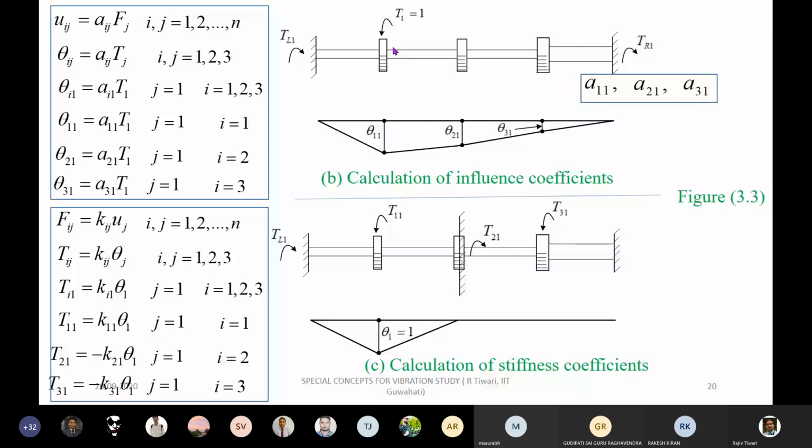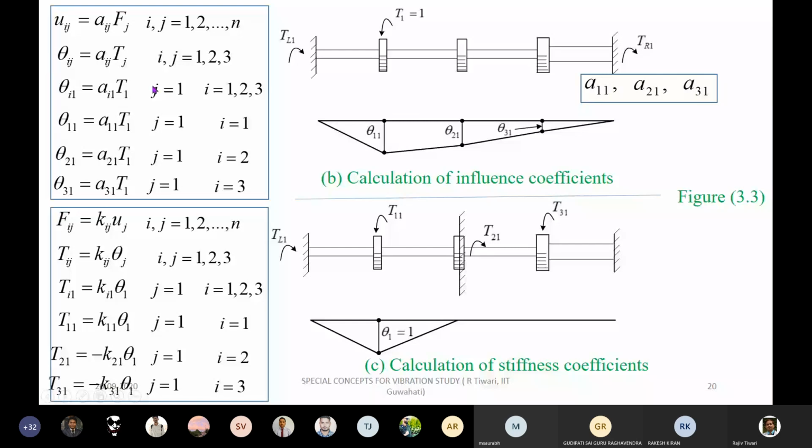Now with this configuration, when we have applied only the torque T1, what influence coefficients can we get? We can get the influence coefficients A11, A21, A31. Let us see this here. We applied the torque Tj, with j equal to 1. So if I write j equal to 1, the above equation can be written as theta i1 equal to Ai1 T1.